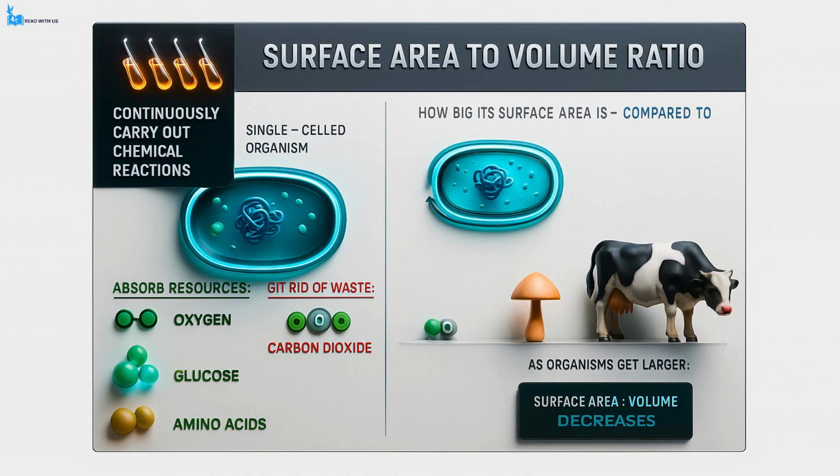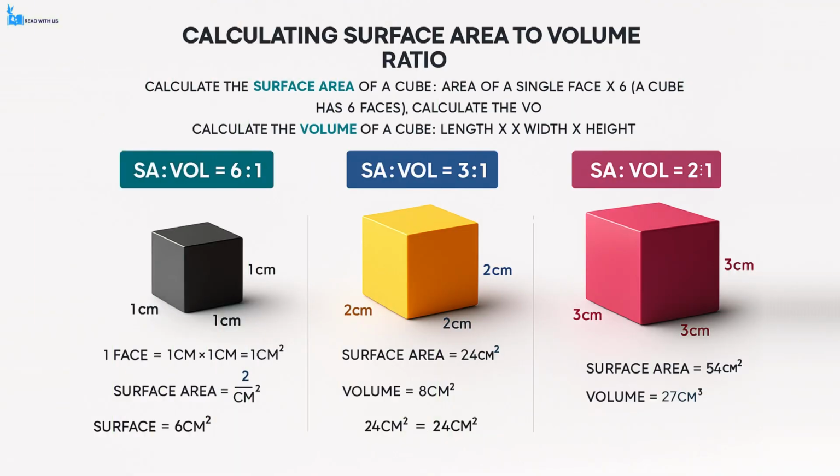The key idea here is that as organisms increase in size, their surface area to volume ratio decreases, which means that larger organisms have proportionally less surface area available for each unit of volume. This idea can be understood more clearly through a simple model using cubes of different sizes.